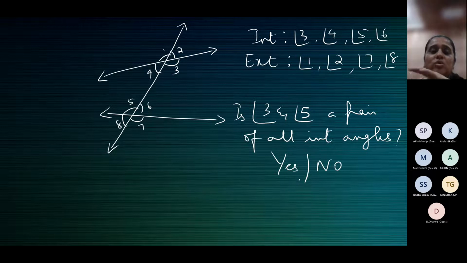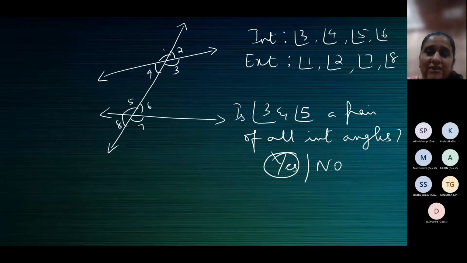Okay, so Madhumita, you don't know the difference, but you're sure that they are alternate interior angles, correct? Yes, ma'am. Okay, fine. So yes is the correct answer. 3 and 5, yes, they do form a pair of alternate interior angles. The difference is if the lines are not parallel, alternate angles are not equal. If the lines are parallel, then the alternate angles are equal. That's the difference.